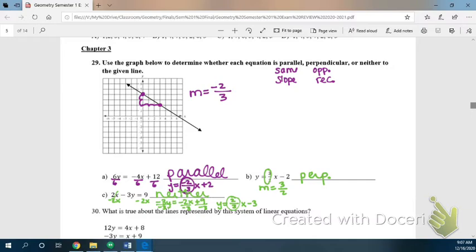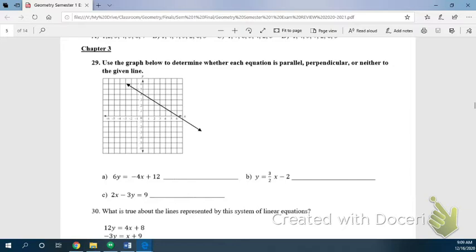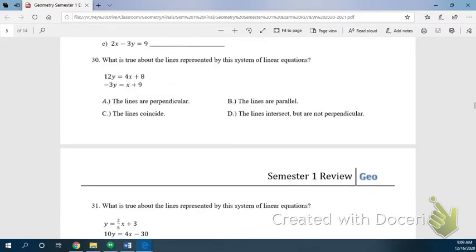Very good. This last one on this page says, what is true about the lines represented in this system? We're trying to see if they're parallel or perpendicular. We need to find the slope. So I'm going to divide by 12 in this first one, which gives me y equals mx plus b. 4 over 12 reduces to 1/3. 8 over 12 reduces to, let's see, 2/3. The slope of that one is 1/3.